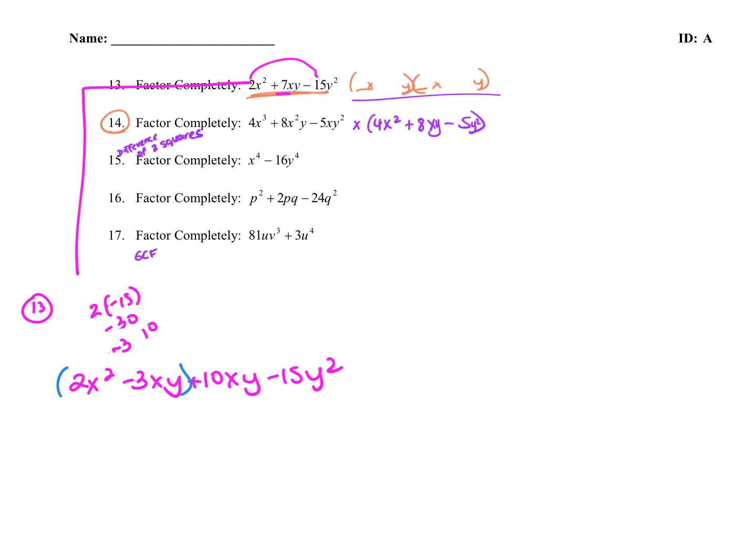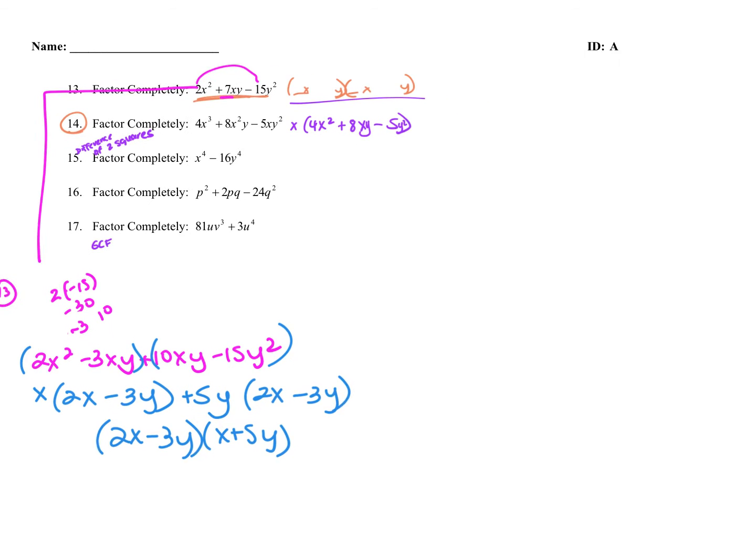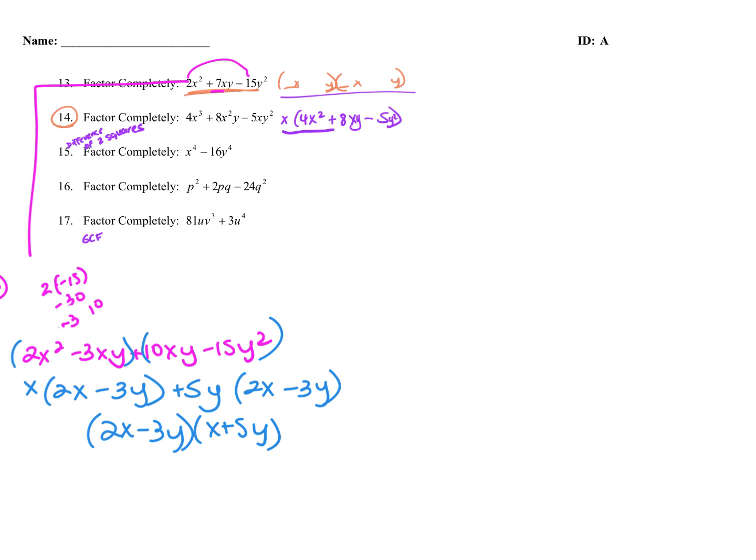Now I would factor by grouping. From the first, I can take out an x, and I get 2x minus 3y. From the second set of parentheses, I can take a 5y, and I get 2x minus 3y. So I get 2x minus 3y and x plus 5y. For 14, we took out the x and we're here, so I can do the same thing.